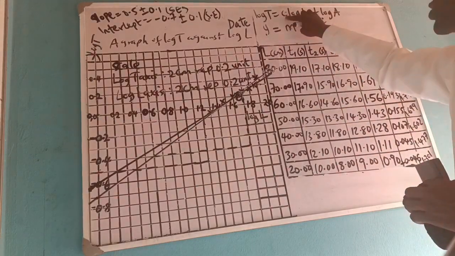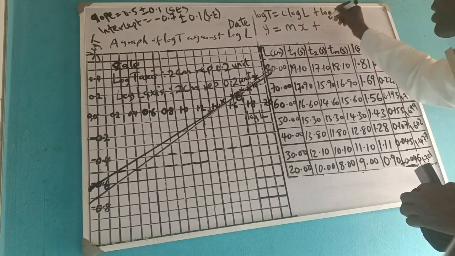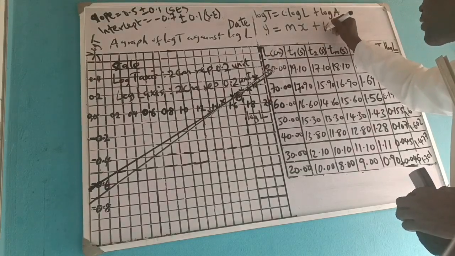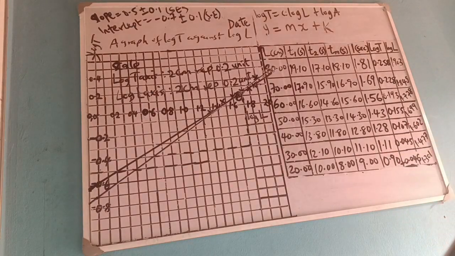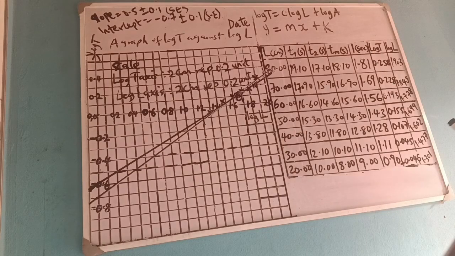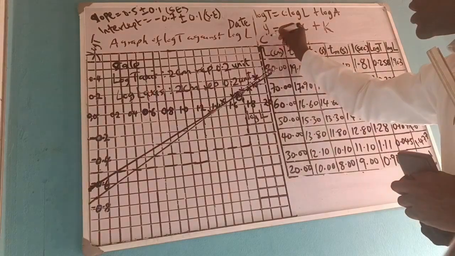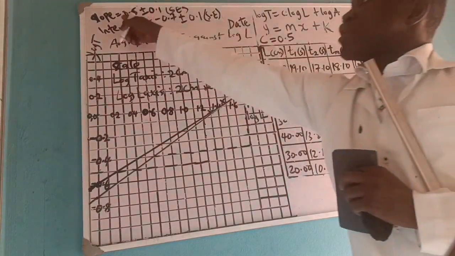So m is equal to C, and log A is equal to the intercept. Let's use a different letter, K, where K is your intercept. So how do we get a value for C? The constant C automatically is the value of your slope. So C, which is your slope, is equal to 0.5, because that is what we got.